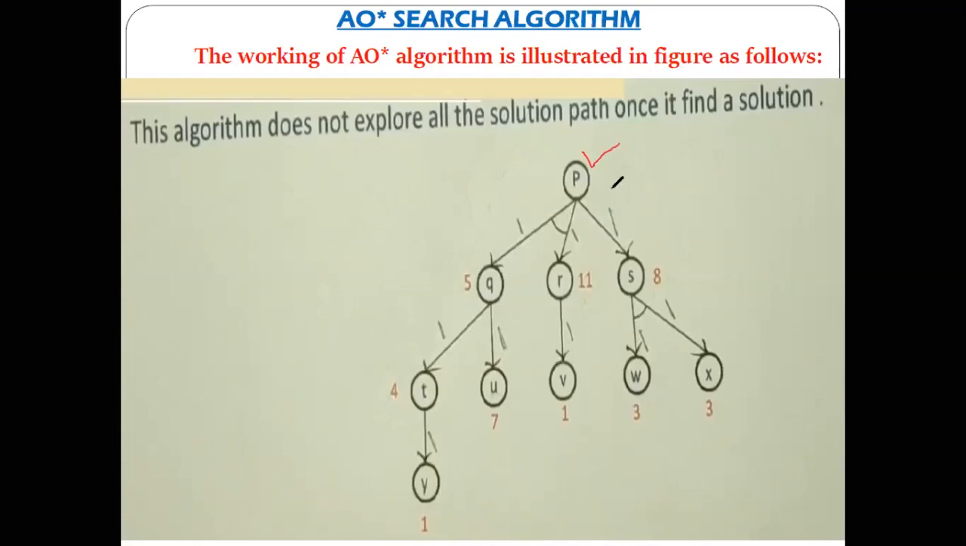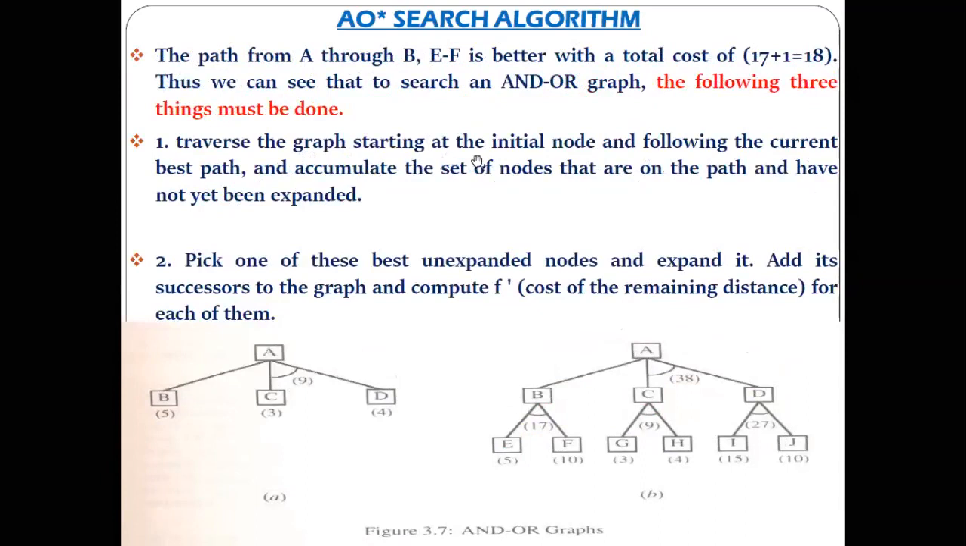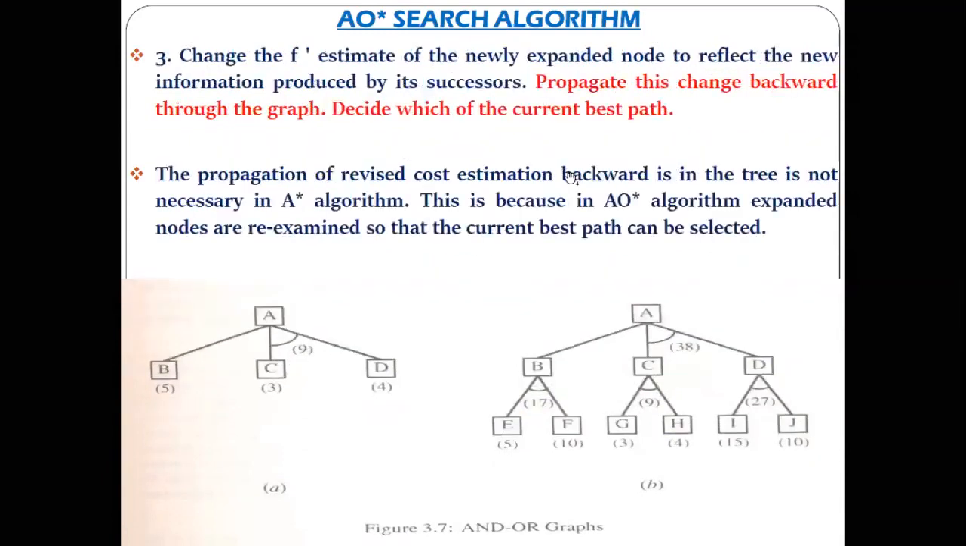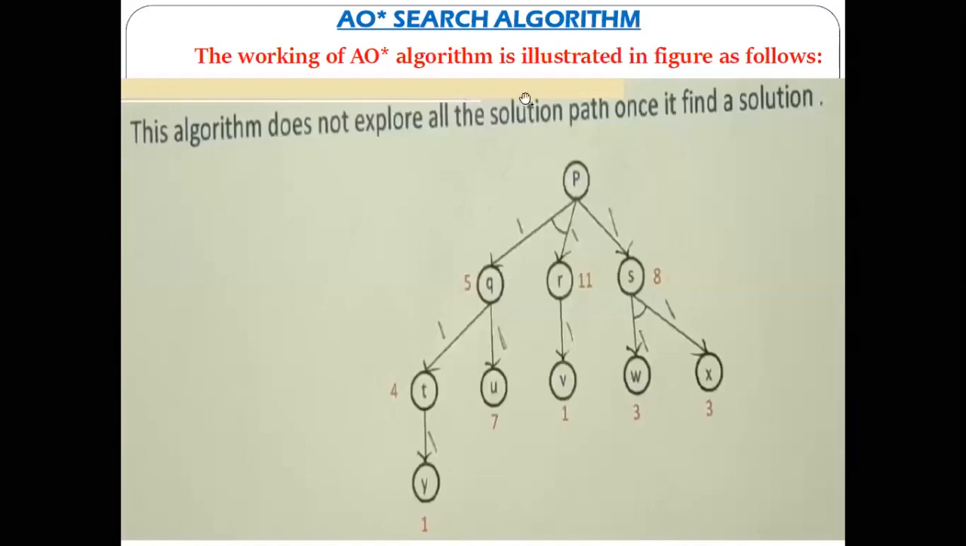Correct or not? Yes, sir. Then what has to be done next? Let's see the statement we have discussed. First point, traverse the path starting at the initial node and, following the best path, accumulate the set of nodes. So we'll do the traversing. You can traverse in this direction or you can traverse in this direction. Correct or not? Yes. Okay.